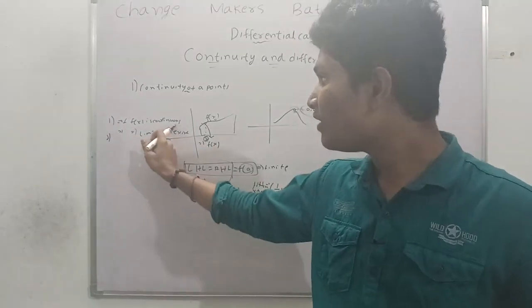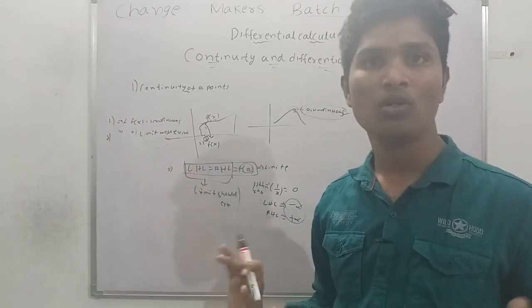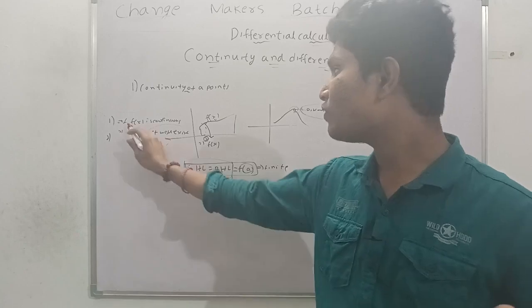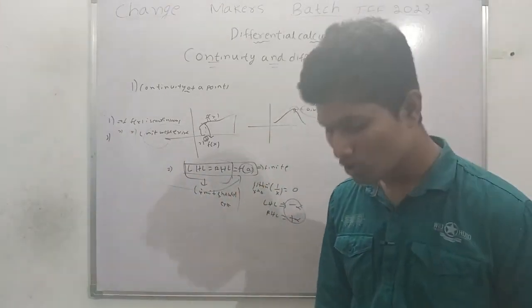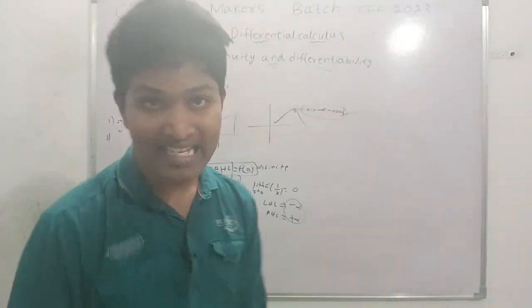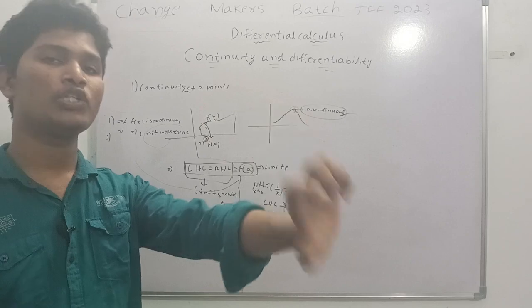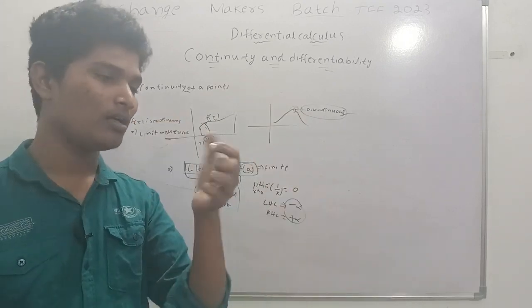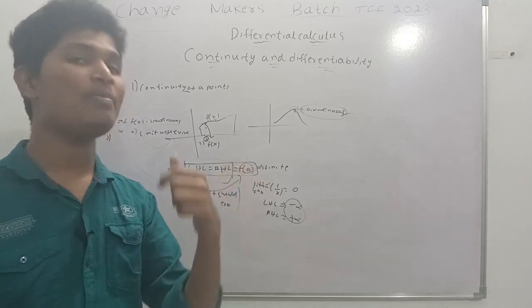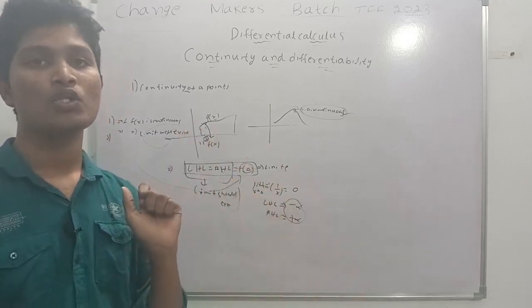But if the limit exists, can we say the function is continuous? No. It must be equal to the function value. Only after equating with the function value can we say that. Before that we cannot say. So basically these are the things you have to remember. If a function is continuous, the limit should exist. And if the limit exists, there might be a possibility that the function value is not equal to the LHL and RHL. So you have to check.